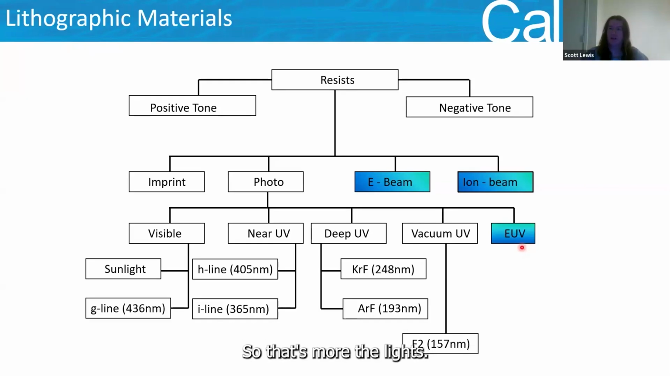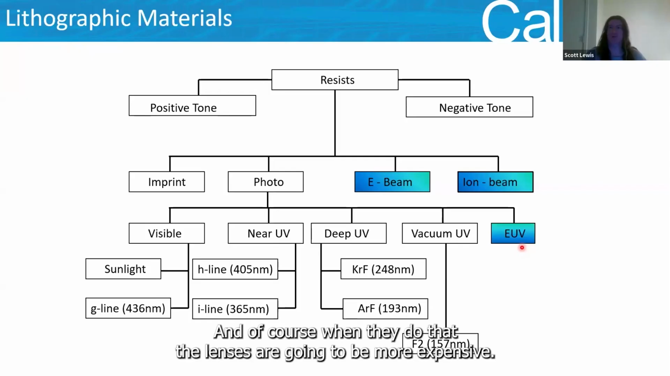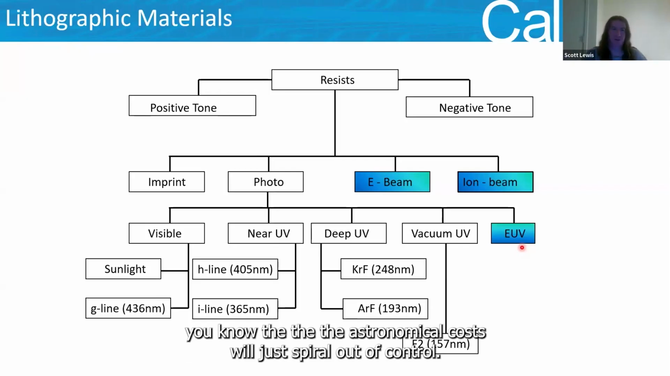So that's more of the light. So it means your throughput basically increases. Okay. So that's why they do that. But of course, when they do that, the lenses are going to be more expensive. It's going to be, you know, the astronomical costs will just spiral out of control.